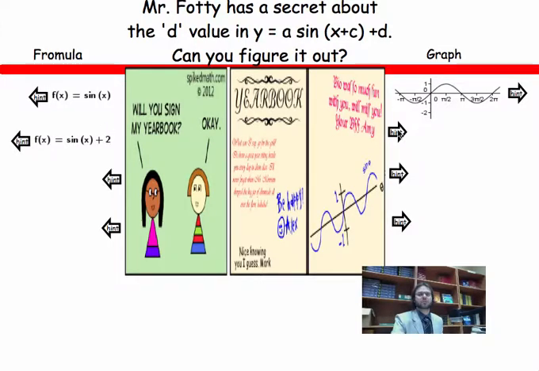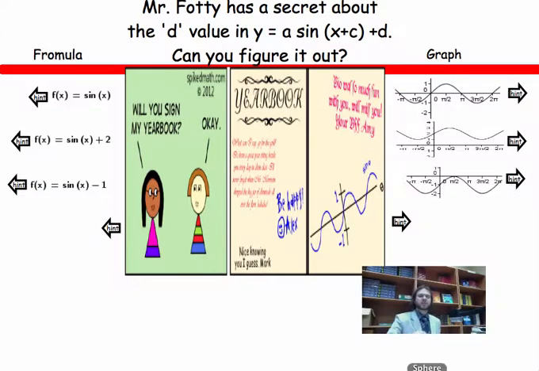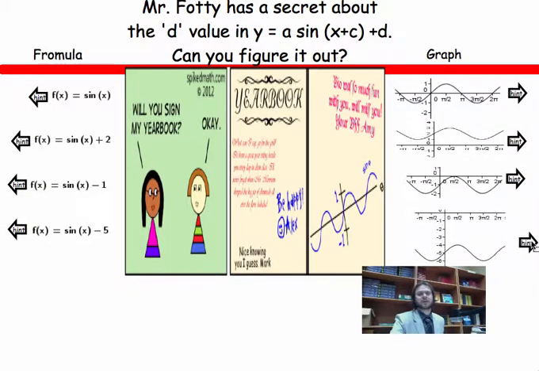Here we add 2. We add 2. That's interesting. Negative 1. We subtract 1. What happens? Maybe you could guess what's going to happen the next one. If I subtract 5, what's going to happen? So I want to see now if you can come up with yourself on what does that d value do to this graph. Okay? What's happening? What does it do? How does d affect the graph of sine?